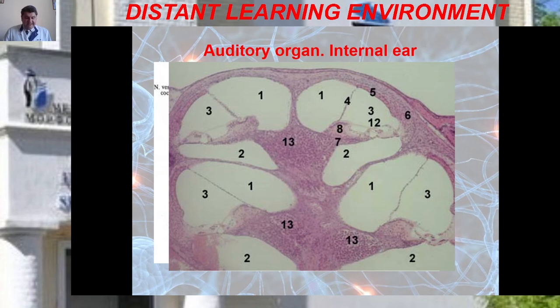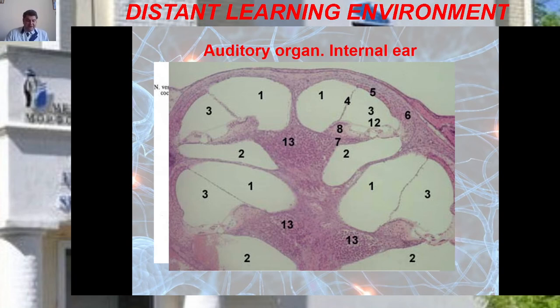It contains the peripheral part of the static, kinetic, and auditory analyzers. Its walls are formed of a thin, semi-transparent connective tissue membrane. The membranous labyrinth is filled with a transparent fluid called the endolymph.